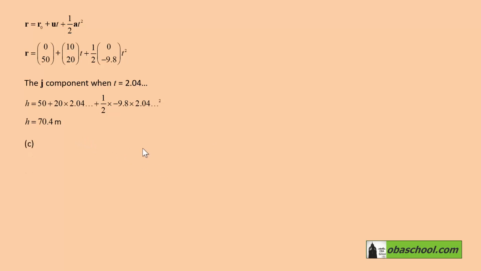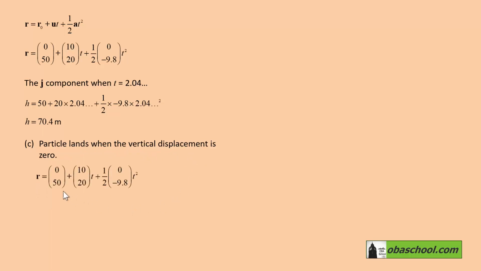So now for part C. The particle lands when the vertical displacement is 0. So what we need is for 0 to be 50 plus 20t, take away 4.9t squared. That's a quadratic, and we could solve it using the quadratic formula.